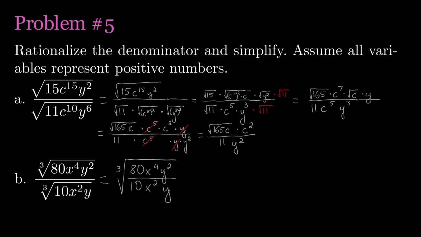So 80 and 10 have a common factor of 10 that can be divided out. X to the 4th and x squared have a common factor of x squared, so I divide this out, leaving me with x squared on top, and one of the y's also simplifies. So that gives me the cube root of 8x squared y, and the only perfect cubic factor is 8, and I will keep the rest under the other cube root factor. Cube root of 8 is 2, and that leaves me with the cube root of x squared y, and no further simplifications are possible, and we're done.